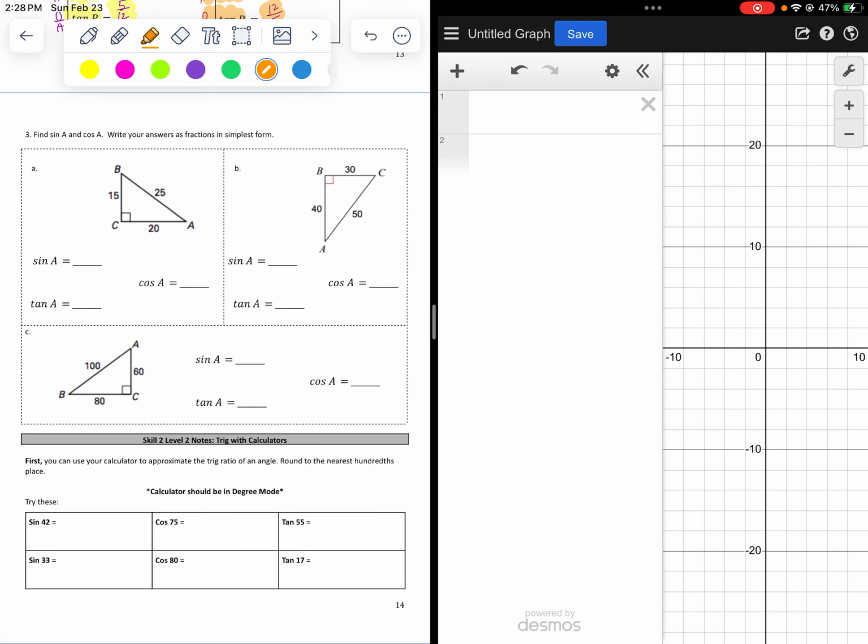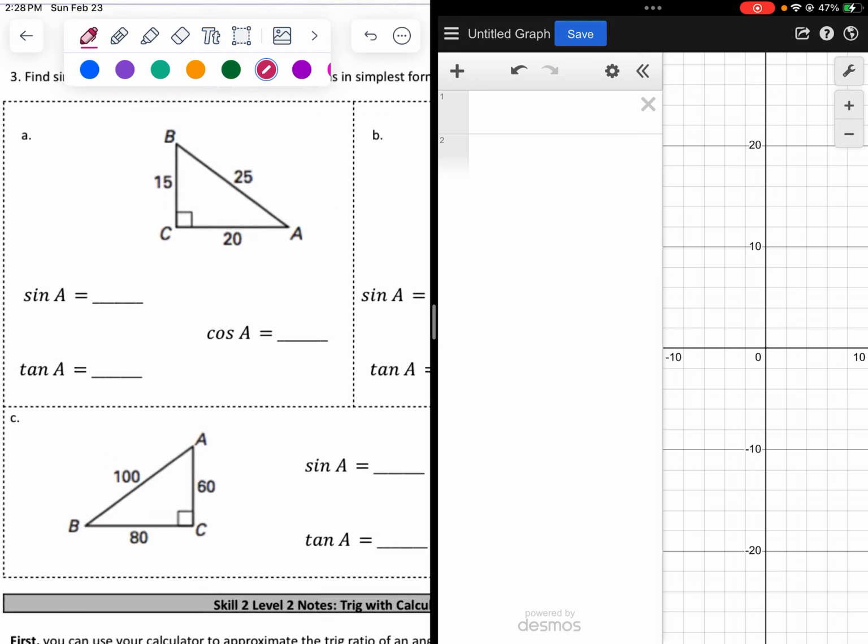All right, final stretch. We are on page 14. This is the last page of our notes. So we're already done with this unit, which is kind of crazy. All right, so let's continue on with page 13. We are finding sine of A, cosine of A, and so forth. Write your fractions in the simplest form using our calculators.